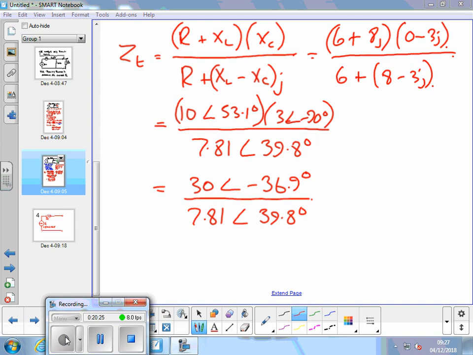Can we do that division? What do we get? We get 3.84. What are the units, Dom? Ohms, yeah. Angle minus 76.7 degrees. And that is our Z Thevenin. All follow that okay?